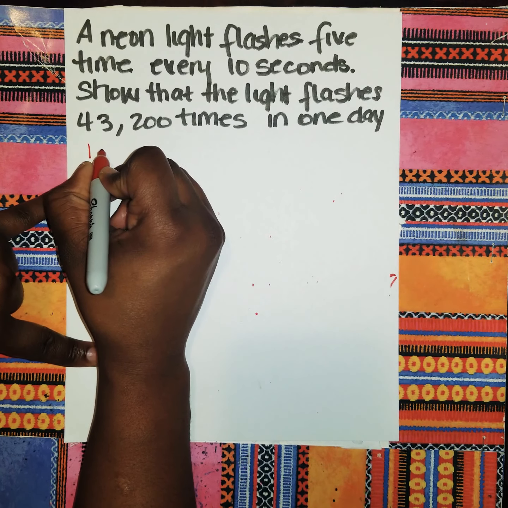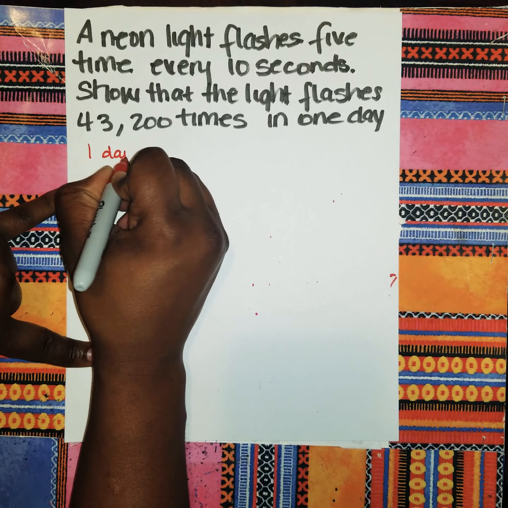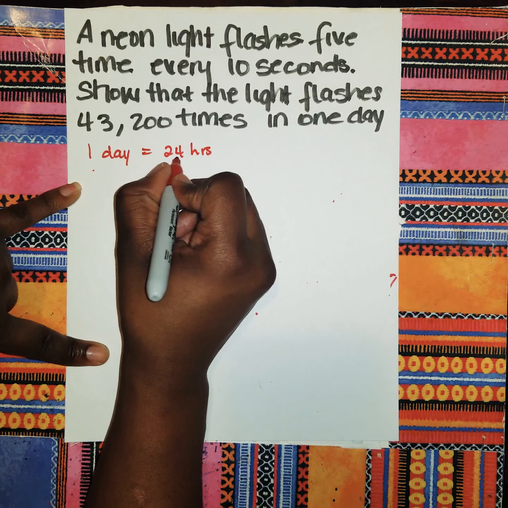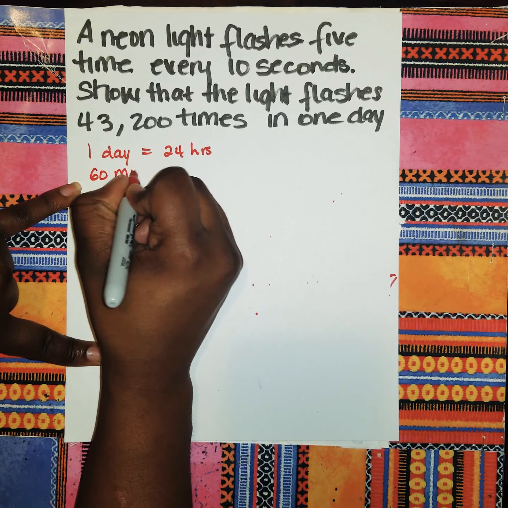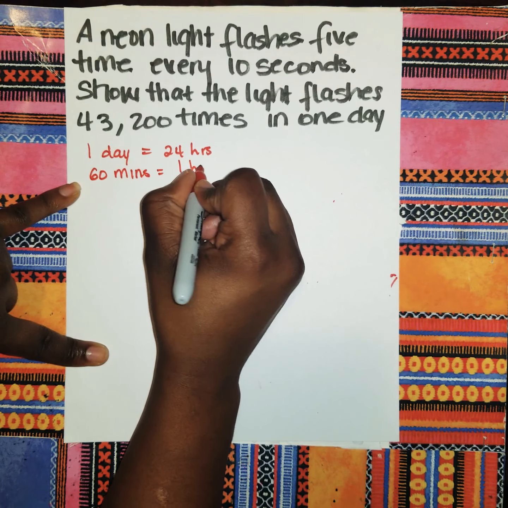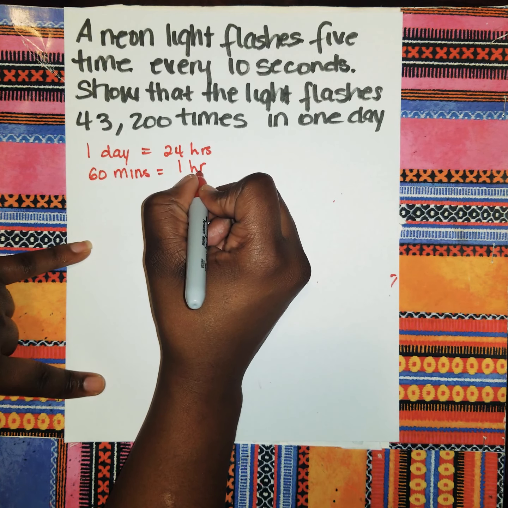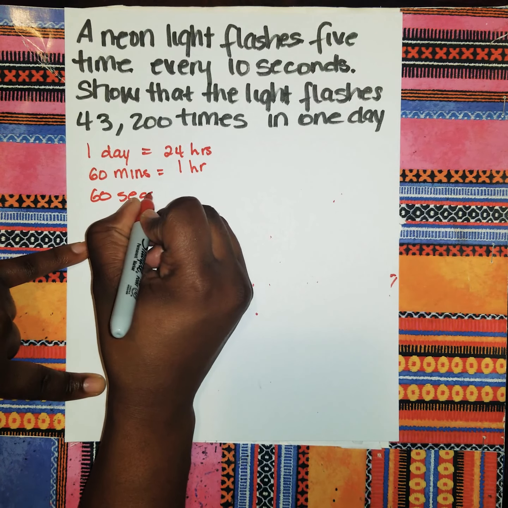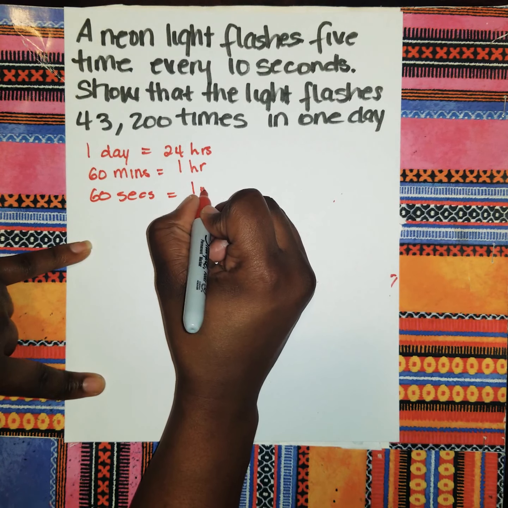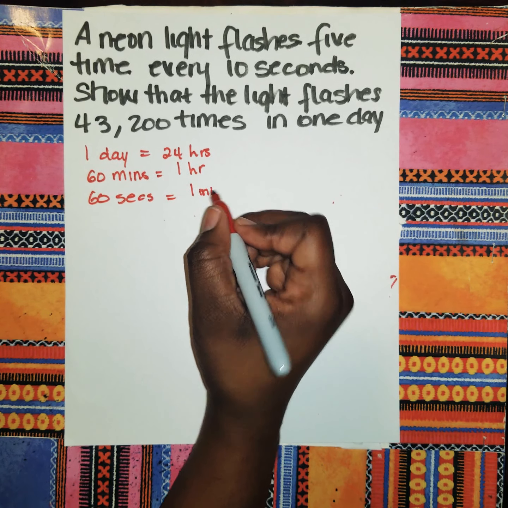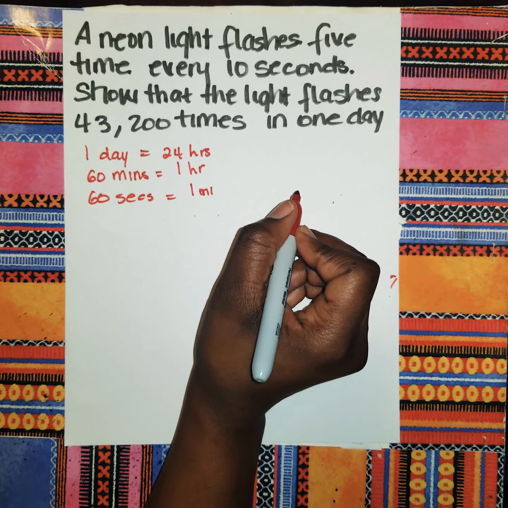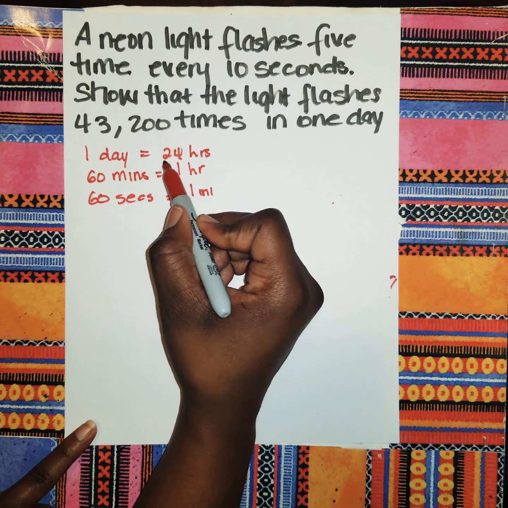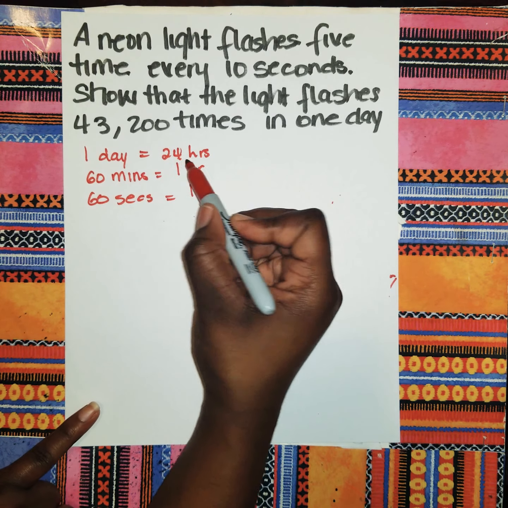We know that one day is equal to 24 hours. We know that 60 minutes is basically 1 hour. And we know that 60 seconds is equal to 1 minute. Sorry, guys. We need to know how many seconds are in one day, or how many seconds in 24 hours.